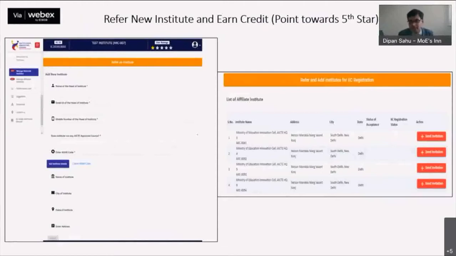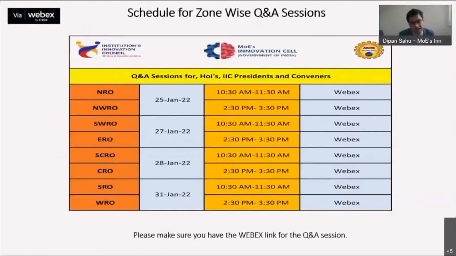And once they join, the credit will automatically transfer to your account. Because we have everything in place, we will know that this university joined through you. All IIC presidents, conveners, coordinators, and members can join this.